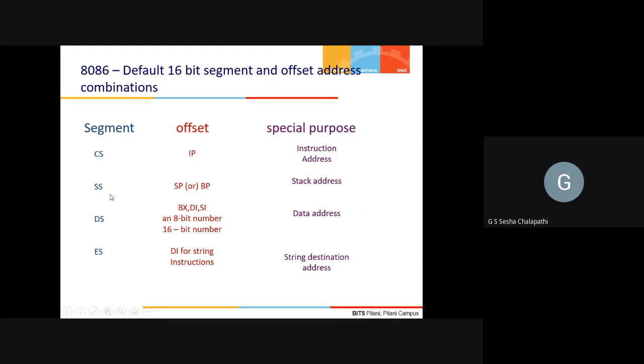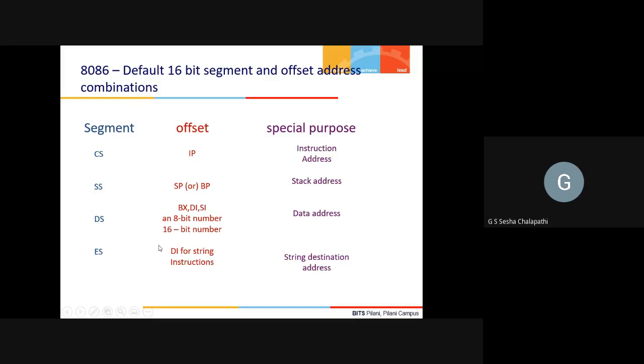For example, if you want to point to a memory location in the code segment, CS will combine only with IP. Similarly, the stack segment will combine only with BP or SP. DS, the data segment, will combine with BX, DI or SI. And ES will combine with DI only.